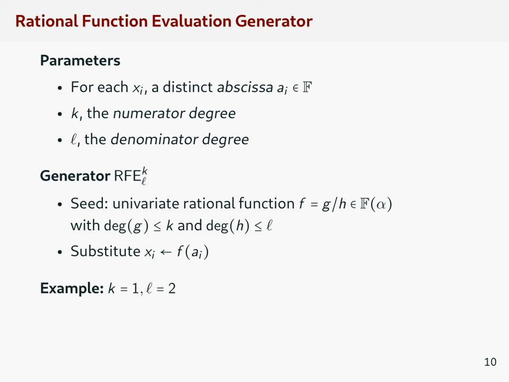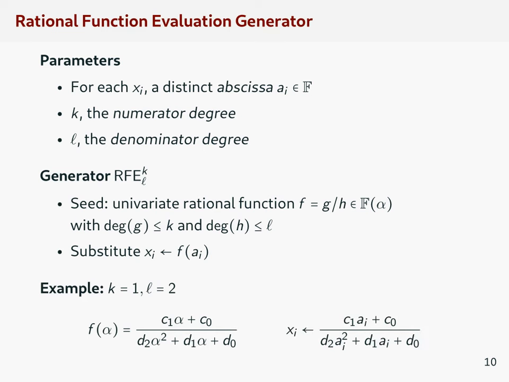As an example, for k equals 1 and l equals 2, a typical seed would look like this. We have this univariate rational function in alpha, (c1 alpha plus c0) over (d2 alpha squared plus d1 alpha plus d0). And the substitution for this is xi gets the same expression, but with the abscissa for xi replacing alpha. The key point to note is that for this rational function f, the numerator degree is again bounded by k, which was 1, and the denominator degree is bounded by 2, which is l. In the notation RFE KL, we put k over l to represent the degree bound on the numerator over the denominator.